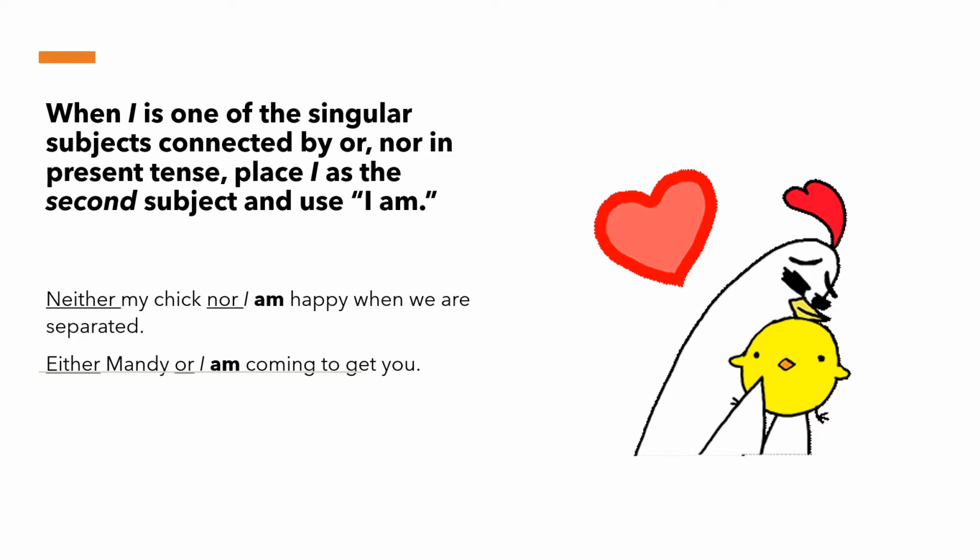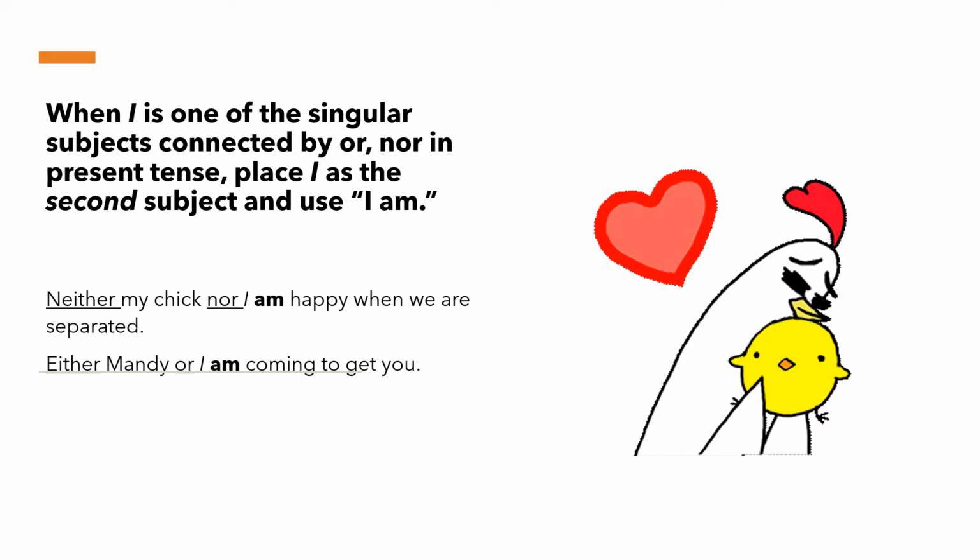Neither my chick nor I am happy when we are separated. Okay, the two subjects are chick and I. Notice that because we have two singular subjects joined by or or nor, here it is nor, we place I in the second place and we use I am because it's in the present tense. Okay, am would not agree with chick. What would we put if it was just chick? Is. My chick is. Right? Neither my chick is happy.